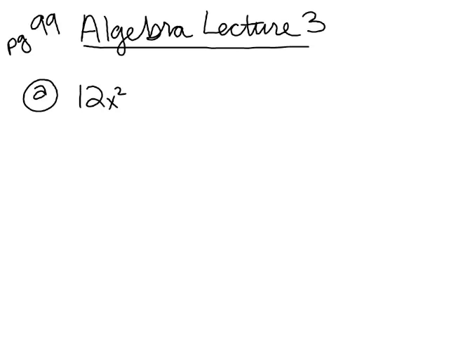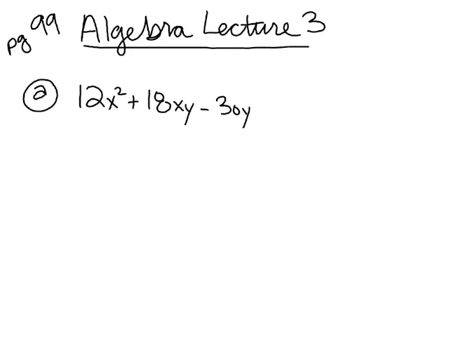12x squared plus 18xy minus 30y. So when we're factoring, the first thing we want to do is see if there's anything in common to all of our terms. So do we have a number that we could pull out of all of those terms? Are they all divisible by the same number?